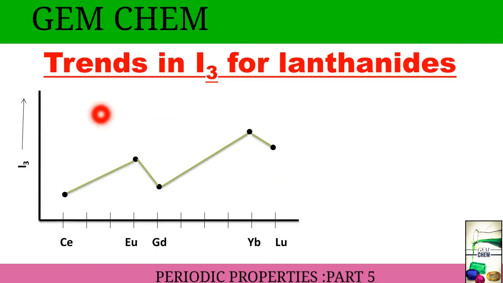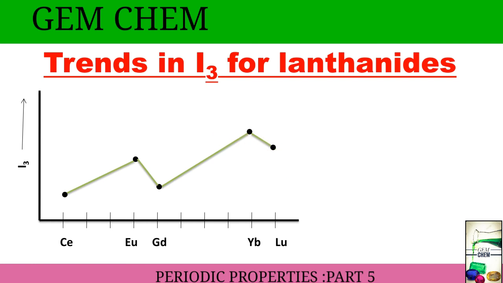Now we see the trends in I3 for lanthanides. We have already seen the lanthanide contraction in the periodic properties video, part 4, right? So here, from cerium to europium it is the same, but from europium to gadolinium there is a decrease, and from ytterbium to lutetium there is also a decrease.